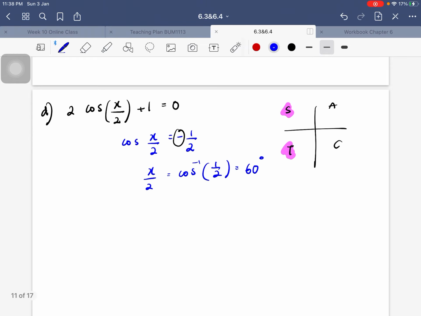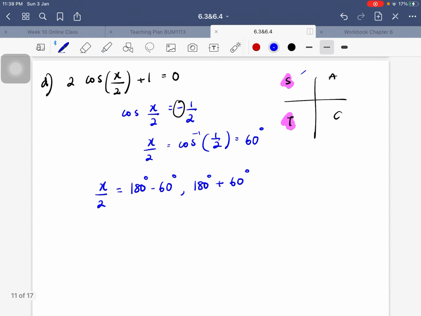Okay, so x over 2 first is going to be in the second quadrant. That is going to be 180 degrees minus 60 degrees, which is my value of the angle in the second quadrant. And in the third quadrant it is going to be 180 plus 60 degrees. We don't know whether or not we have to do another rotation, but let's have a look first, whether this already meets our restriction from 0 to 360.